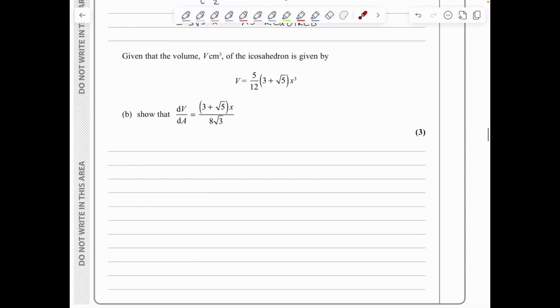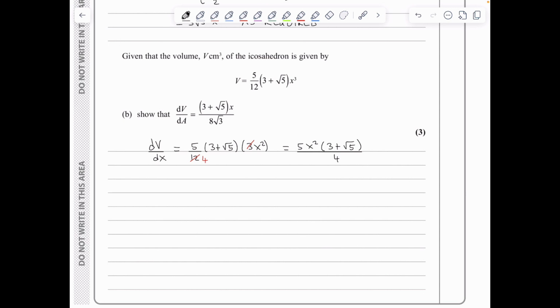Well, I will start by finding an expression for dV/dx, the derivative of the volume with respect to the side length x, which is going to be 5 over 12 times (3 plus root 5), and the derivative of x cubed is 3x squared. Now the 3 with the 12 simplify, leaving me a 4 in the denominator, and therefore dV/dx is equal to 5x squared times (3 plus root 5), all over 4. That's the expression for dV/dx.